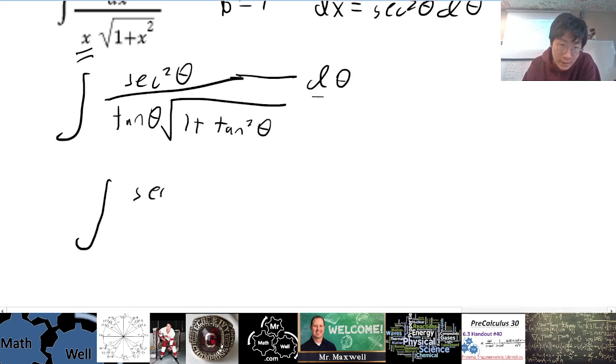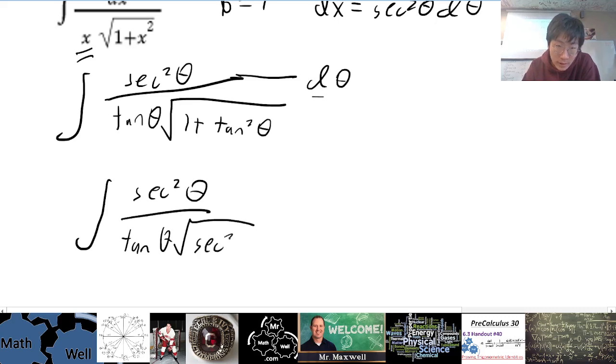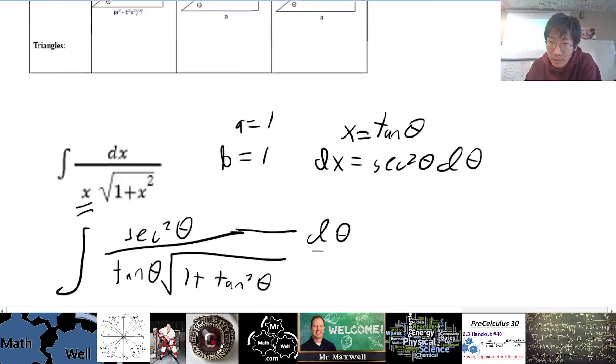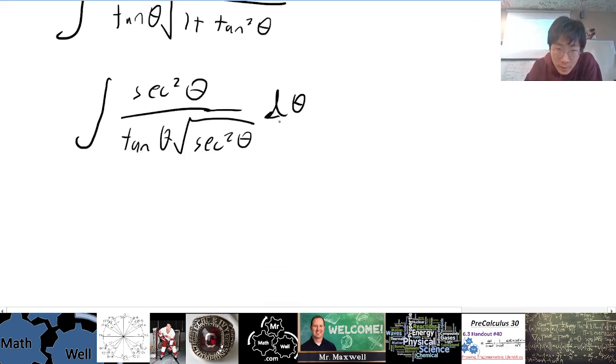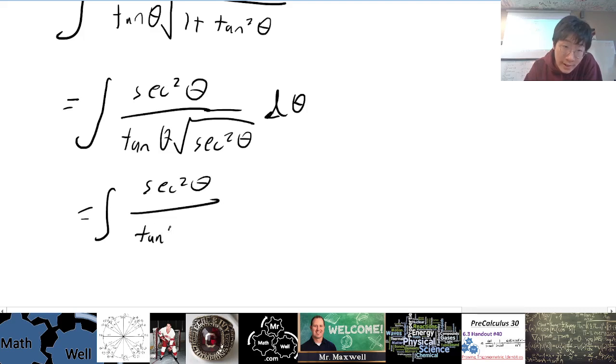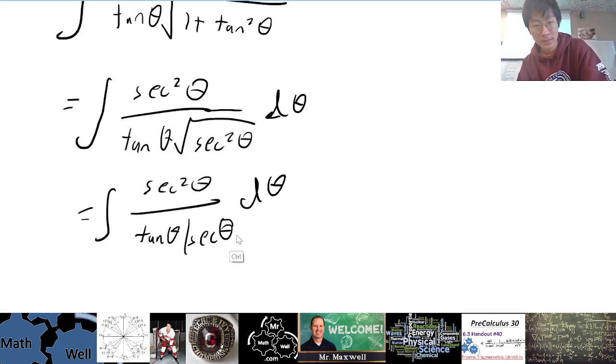So now we're going to have secant squared theta over tan theta, and 1 plus tan squared theta is equal to secant squared theta. So now we have this, and we take the square root of secant squared theta, so our integral now becomes secant squared theta over tan theta secant theta d theta. All right, and let's just remember again that we work with the positive version of secant theta, although typically there should be absolute value signs. We don't really care in this case because we use the positive versions.